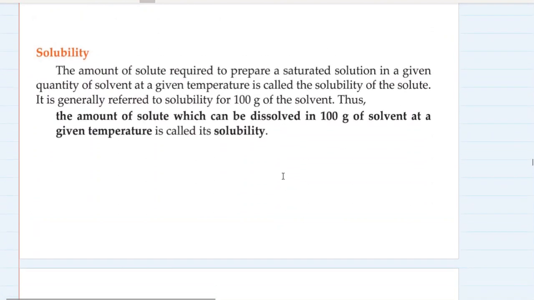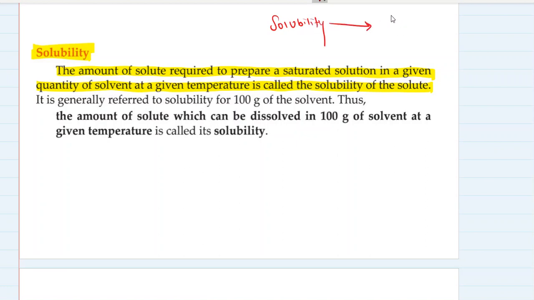Okay, the next term which we have to study is solubility. The amount of solute required to prepare saturated solution in a given quantity of solvent at a given temperature is called the solubility of the solute. So solubility is directly related to solute. It is the property of solute. That is the substance which has to be dissolved in a solvent. Substance which is in lesser quantity than solvent. So solute has this characteristic property of solubility.